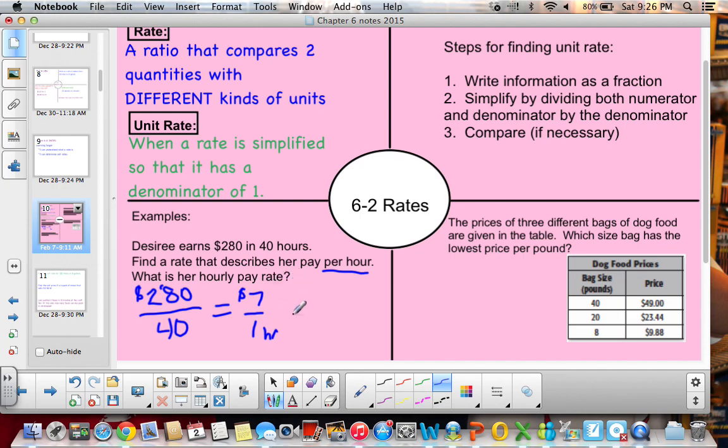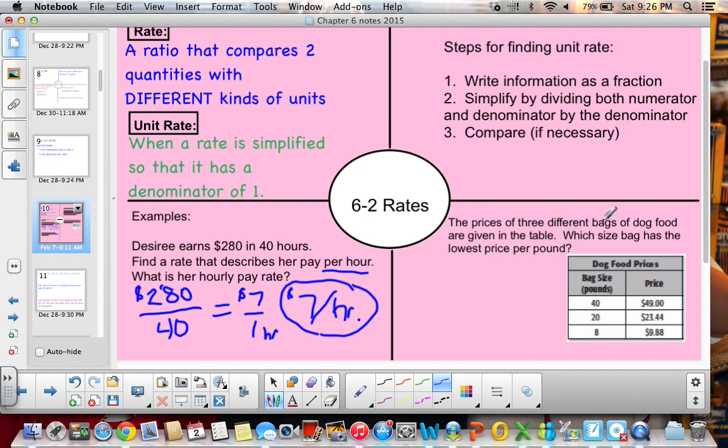So her hourly pay rate, we would write as $7 per hour. This slash line means per. That is a unit rate. We're finding out what something costs or what something is for 1 unit, or whatever the unit is.